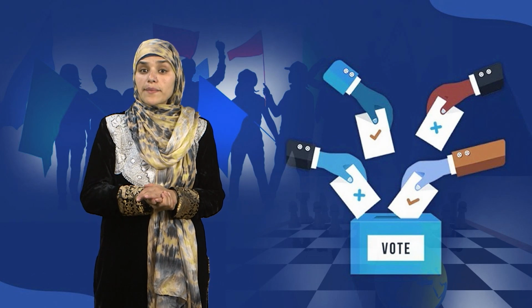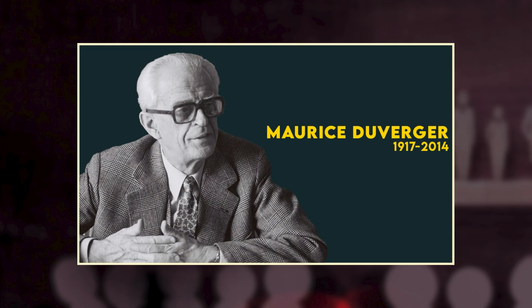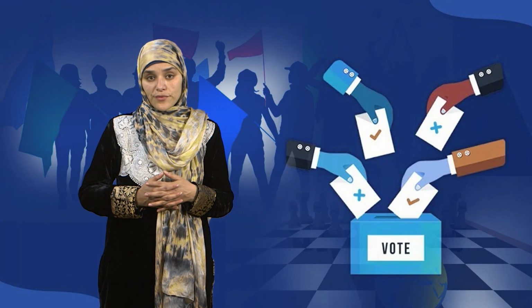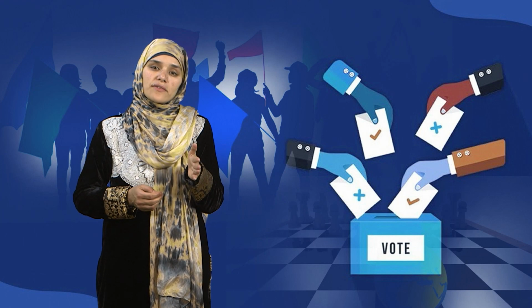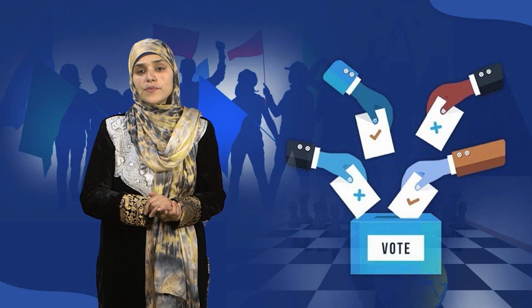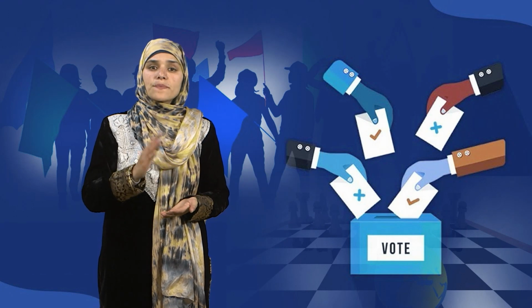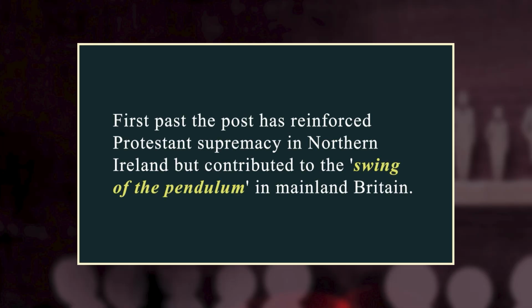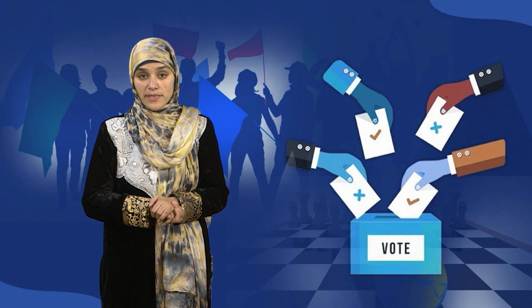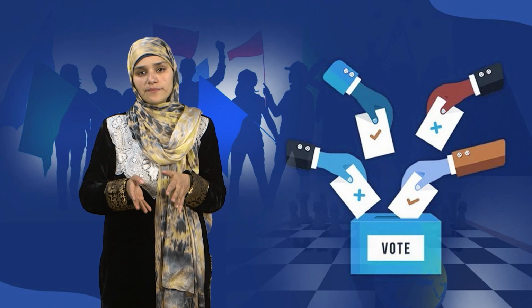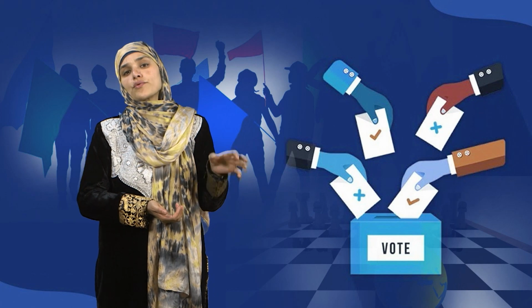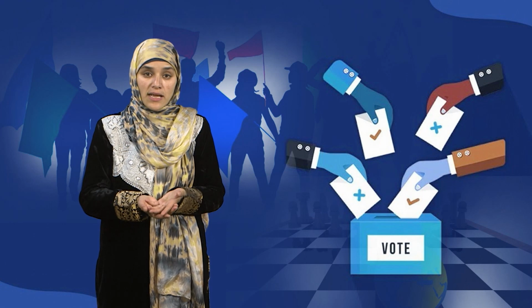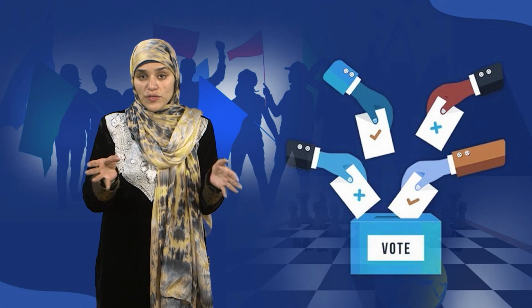Similarly, a strong case may be made for the first past the post or plurality system, where regular changes in government occur under a majority system. In a classic work, Duverger in 1954 claimed that first past the post strongly favored a two-party system, whereas proportional representation contributed to a multi-party system. More generally, first past the post was associated with strong, decisive government. Proportional representation was found guilty by its association with unstable coalition governments. First past the post has reinforced Protestant supremacy in Northern Ireland, but contributed to the swing of the pendulum in mainland Britain. Thus, the electoral system which is most appropriate for a particular country depends on the nature of its society and especially the relative size of the major social groups within it.